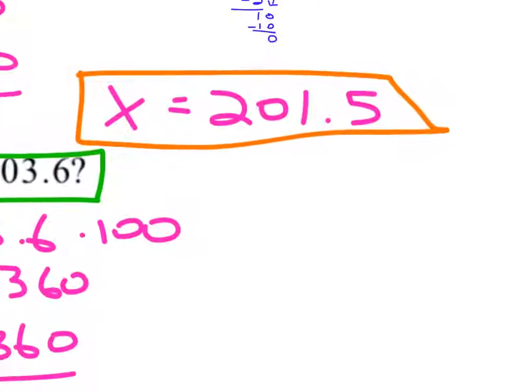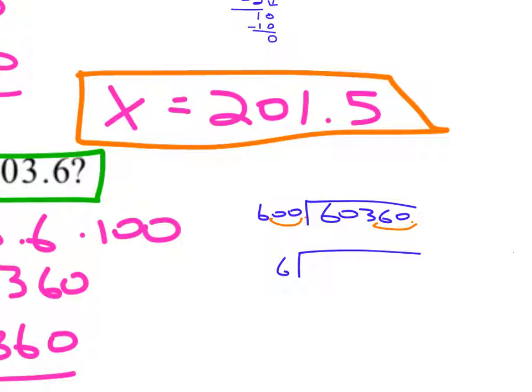Here we go. So we say, let's see, 60360 divided by 600. Remember, we can move the decimal over 2 places from here over to here by doing the same thing here to get an equivalent equation. And we've got now 6 into 603.6. Okay, and we can calculate this more easily.